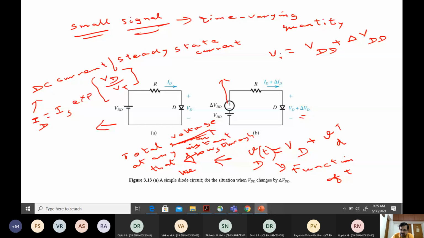Look at the symbol. I have written delta VD, which I have assumed to be small. So I put this letter symbol. The small letter specifies a small signal, and that is the reason for adopting the small v. It is a function of time again, so don't multiply with the time. It is a small function of time. So this is the total voltage at any instant that appears across the diode.